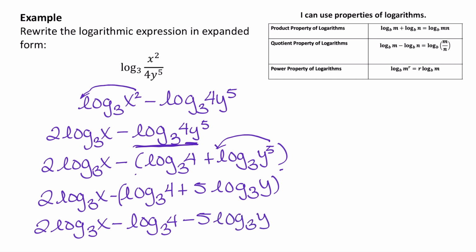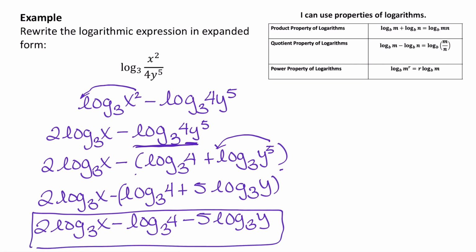Both of those terms are being subtracted because in my original expression, I was subtracting the log base 3 of 4y to the 5th. Another way to think about it is both that 4 and the y to the 5th were in the denominator. So that's why both those terms have to be subtracted.